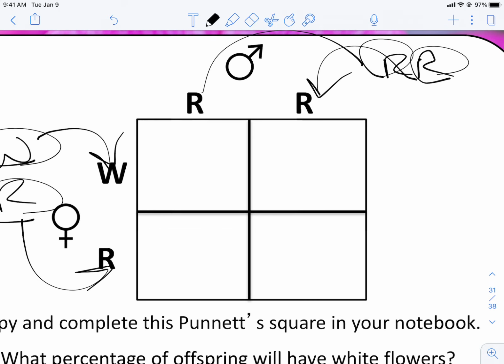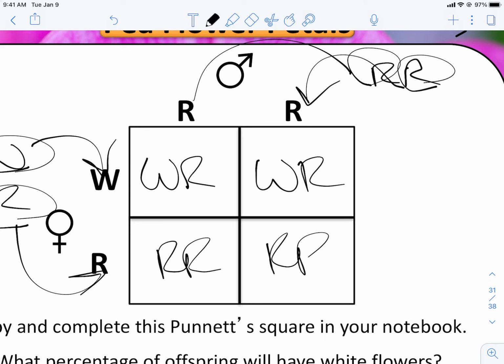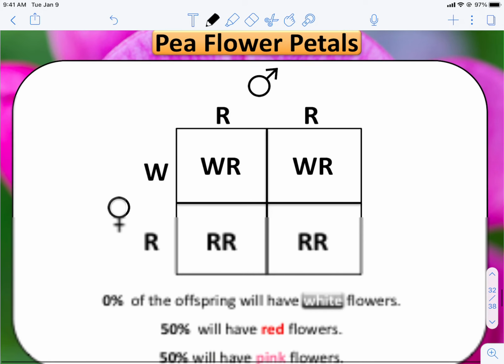Now, what happens when you have one of each letter? Which one goes first? It doesn't matter. The only thing I'll say is don't do this. Don't write WR here and then RW here, because that's going to confuse you. If you pick one to go first, keep it consistent throughout every square that would happen. So if we chose WR, we need to do that both times. And then here we go.